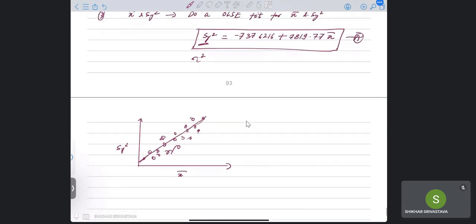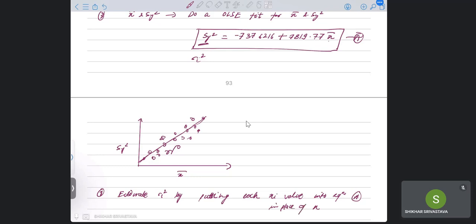Fourth, estimate the population variance by putting each xi value into equation A. When you do this, you put the xi value in place of x bar. So for each x bar, you put the xi values, and then you will get sy square.